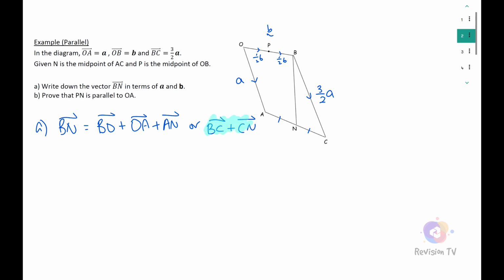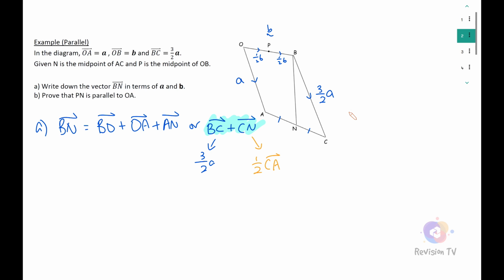Okay, it doesn't matter which one you go from, as I said. So BC is 3 over 2 A, right? So we know that. But what's CN? Now we don't know what CN is, but what we know is CN is half of CA. So CN is half of CA.